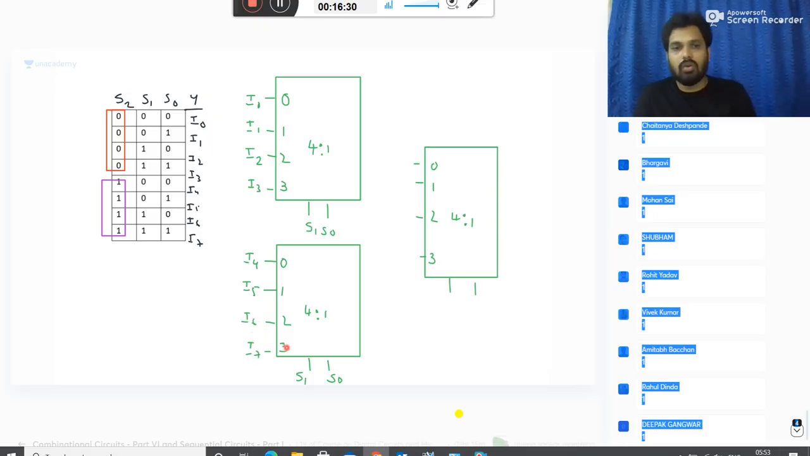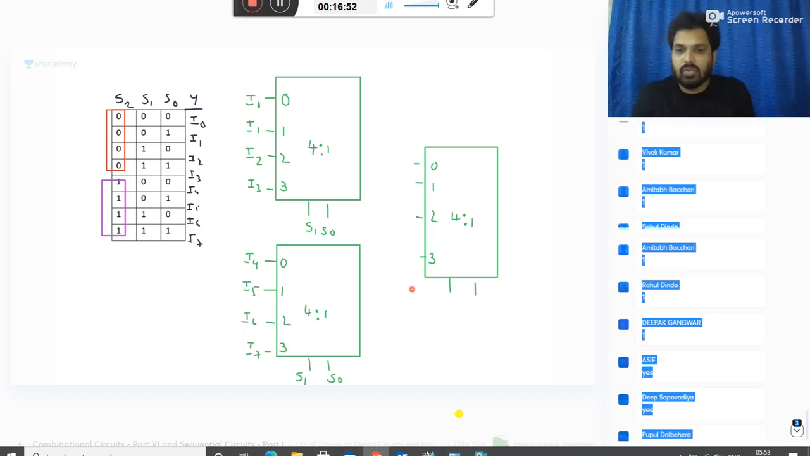Now please listen. I should select using S2. When S2 is 0, the first multiplexer is to be selected. When S2 is 1, the second multiplexer is to be selected. I have only two logics here. But my mux is 4x1. So can I say instead of 4x1, you can do this job with 2x1? Yes or no?